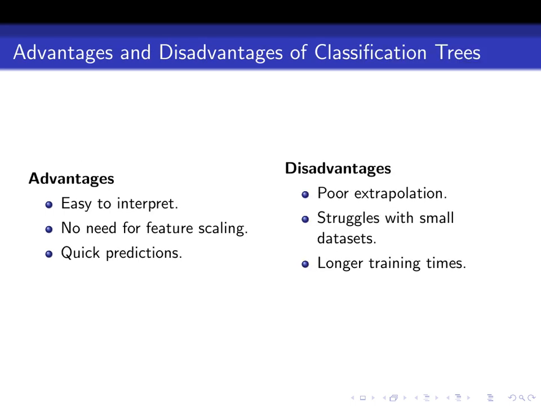Let's look at the advantages and disadvantages of classification trees. They are easy to interpret and do not require feature scaling. Additionally, they are quick at making predictions. However, they struggle to extrapolate and perform poorly with small datasets. They may also have longer training times compared to simpler models.